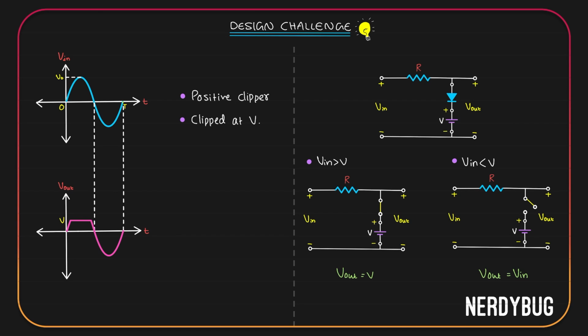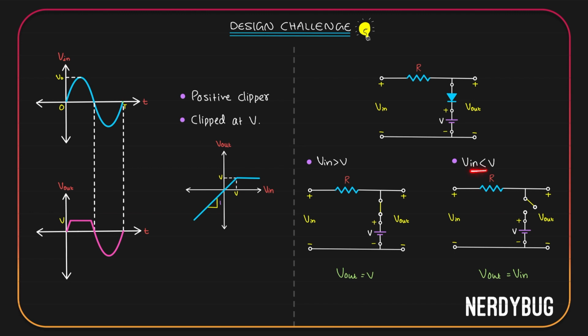And this is exactly what we wanted as our output. Whenever input is greater than V, output should simply be V. Otherwise, output should be equal to input. Let's draw the input-output characteristics. When input is greater than V, output is equal to V. You can see that over here, when input is greater than V, output is equal to V.